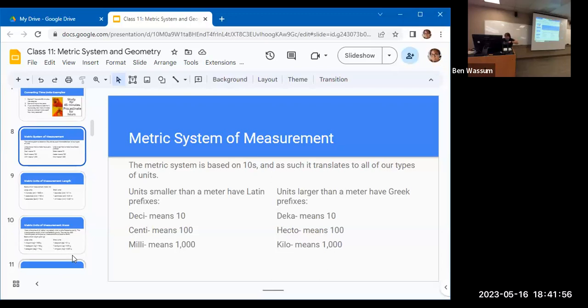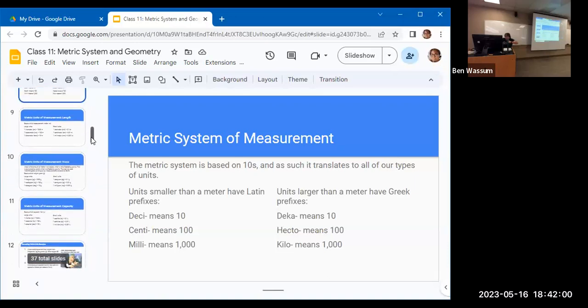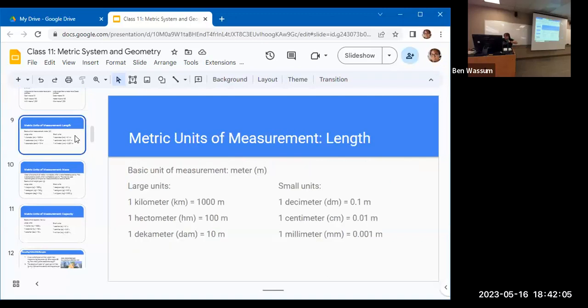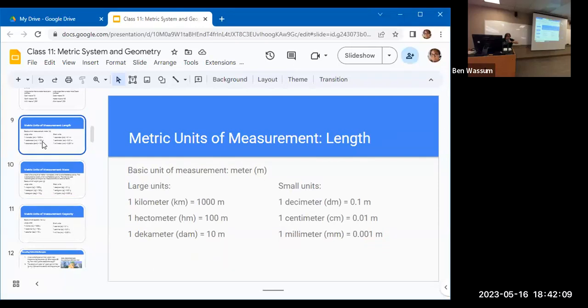So I actually have a slide for all of our different types of units. But the interesting thing with the metric system is they're all pretty much identical. This is why I like metric more than American, because I have to remember 10 instead of 16, 2, 4, whatever.